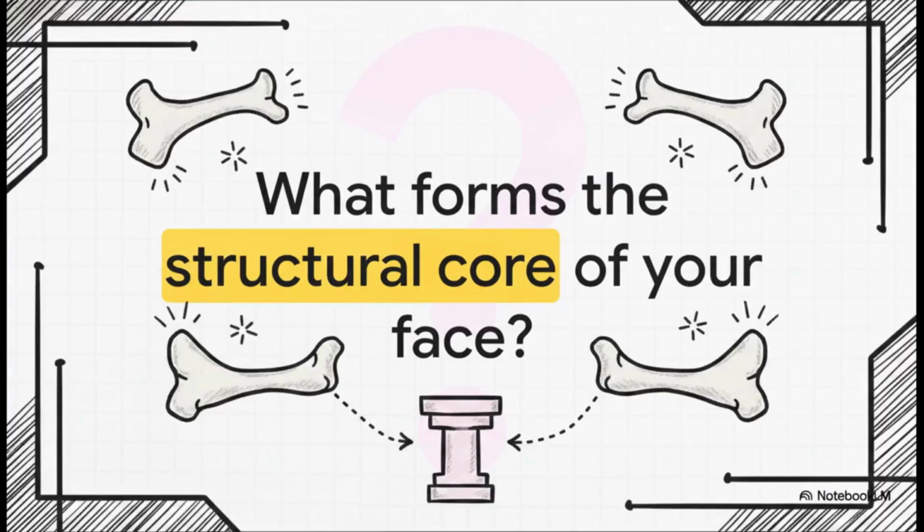Let me start by asking you a pretty straightforward question. What actually forms the structural core of your face? A lot of us immediately think, oh, it's the cheekbones or maybe the jawline. But the reality is way more central. Sure, the maxilla is commonly known as the upper jaw, but as we'll see as we go through this, it's actually the vital architectural hub of the human face. Literally the keystone connecting multiple structural systems together.